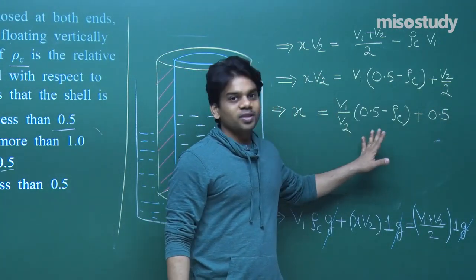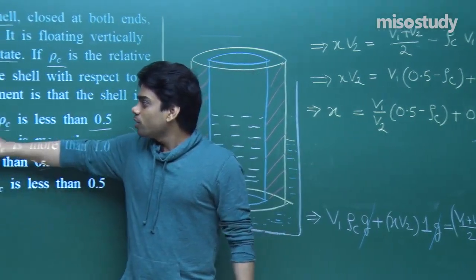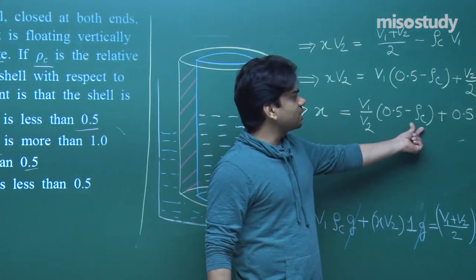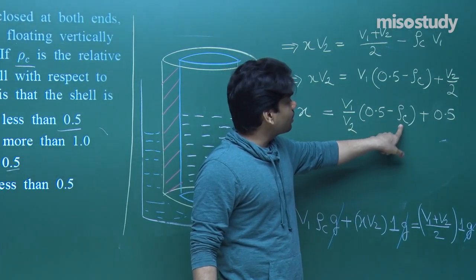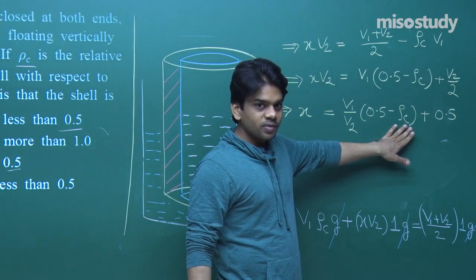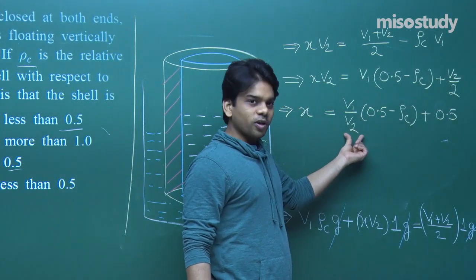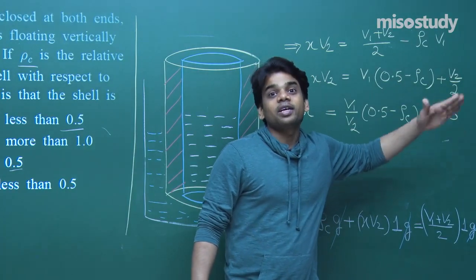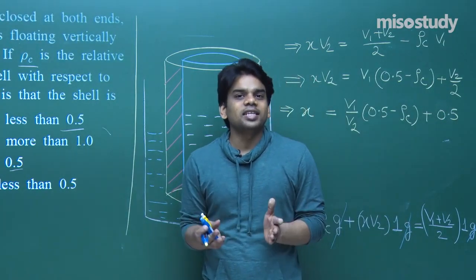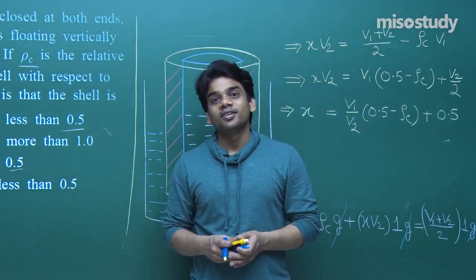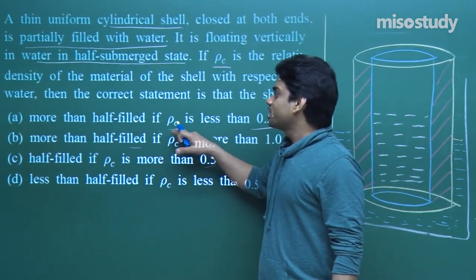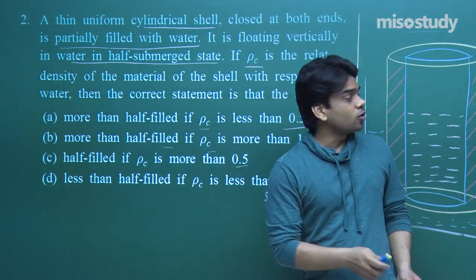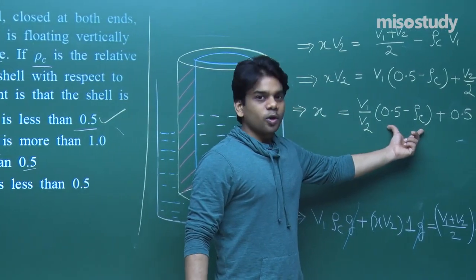Now just see the first option. It's more than half filled if rho c is less than 0.5. If rho c is less than 0.5, what will we get? You will get this term as positive. A positive term multiplied by a positive value gives a positive number, plus 0.5. That means a value higher than 0.5, so the fraction x is higher. That means more than half of the shell is filled. So option A, more than half filled if rho c is less than 0.5, is right. Once again, if you want, you can analyze on your own. If rho c is less than 0.5, this term will be positive. Understand? Let me write here.